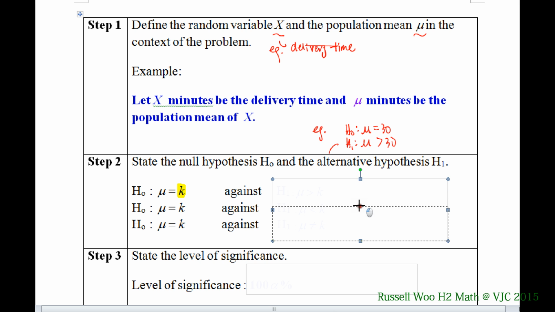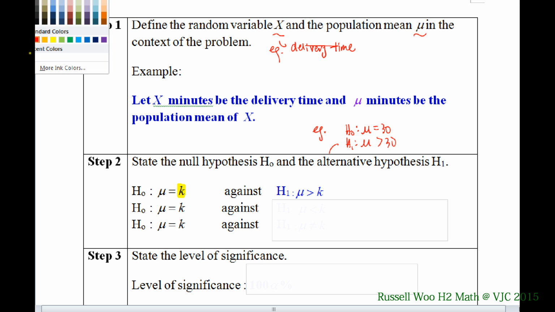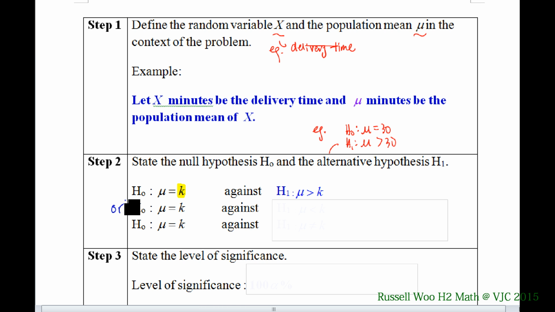So there are 3 cases. One is the upper tail. You want to check whether the mean has indeed increased. I think you can fill in the rest. The second case is you want to check whether the mean has decreased. And the two-tail test is when you want to check whether the mean has changed. It's not equal to K.